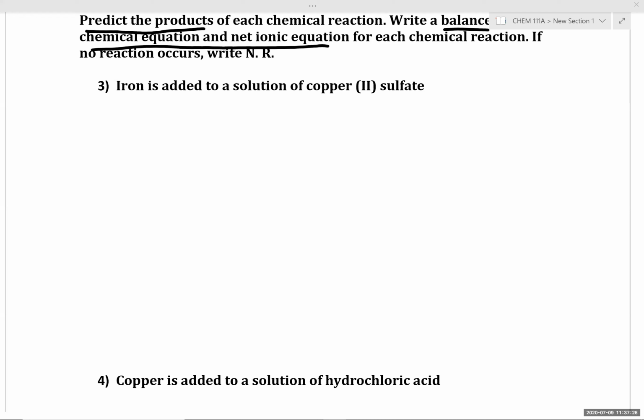And the comment in the chat is correct, yes. So if the neutral metal is higher than your ion, and the arrow is pointing down when you're using the graphical method on the activity series, then yes, a reaction will occur. That's exactly right.